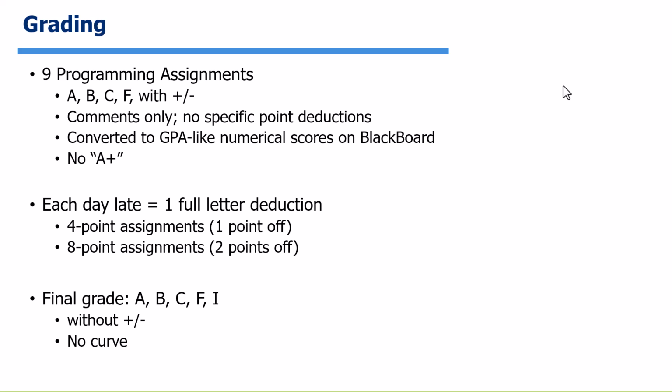Now, each day late, if it's a 4-point assignment, it's 1 point off. If it's an 8-point assignment, 2 points off. It's one full letter grade off there. The final grades will not have plus or minus associated with them. That ended up causing confusion when I tried that several years back.